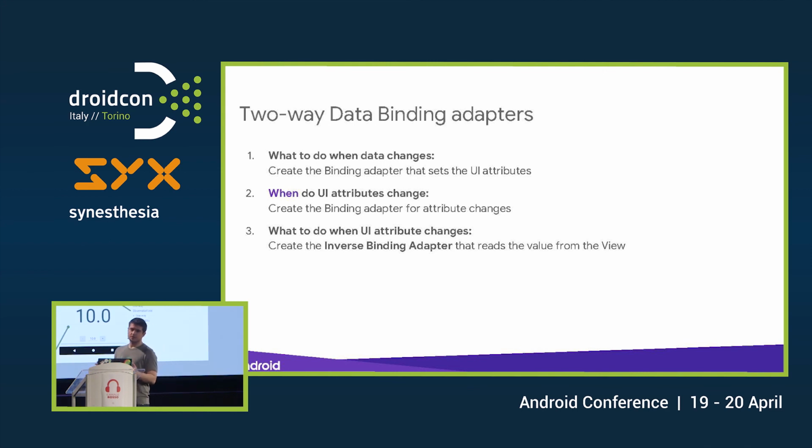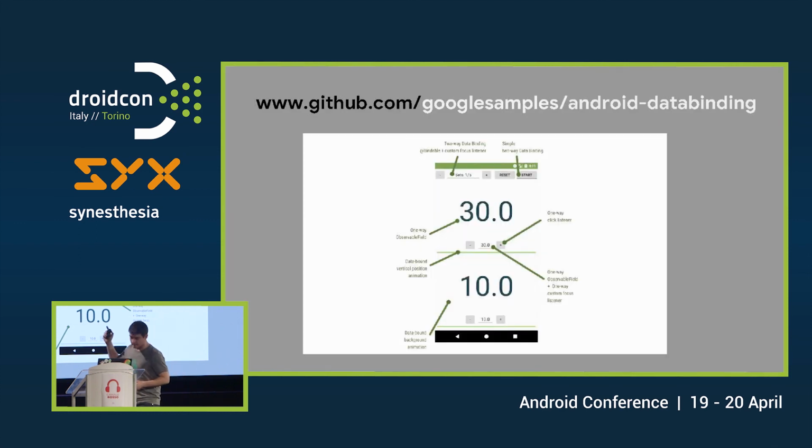We have a two-way data binding sample on GitHub that explains some of these things. So you have very simple two-way data binding. You have custom two-way data binding, one-way data binding, animations, and many, many other things. The README, again, is really comprehensive. So check it out if you're interested in creating these binding adapters.